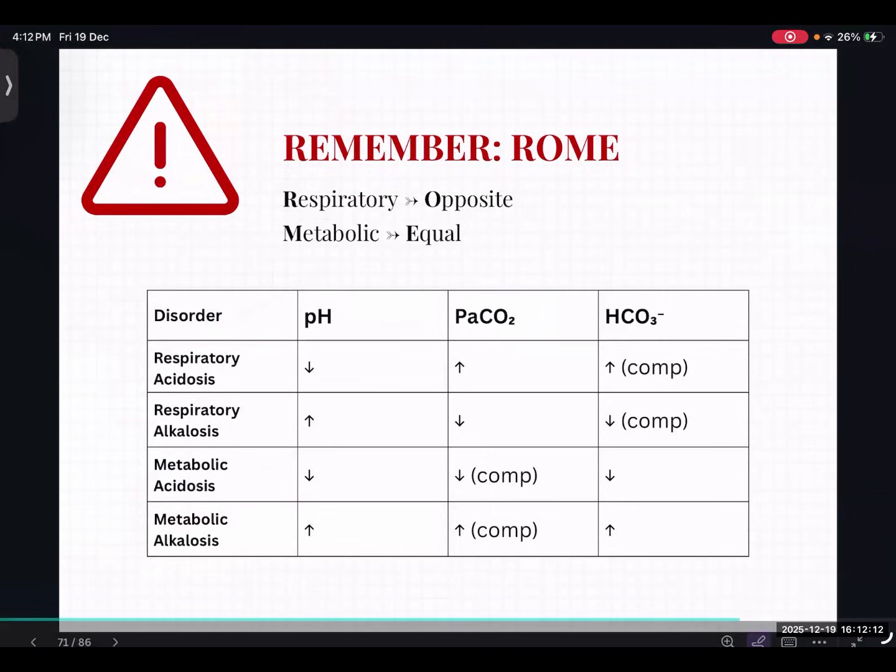If we have diarrhea, there are so many bicarbonates that we are losing with the discharge, because you have to know there are so many bicarbonates in our stools as humans. So if we have diarrhea, we're losing so many bicarbonates, and that means we have metabolic acidosis. I hope that's clear.